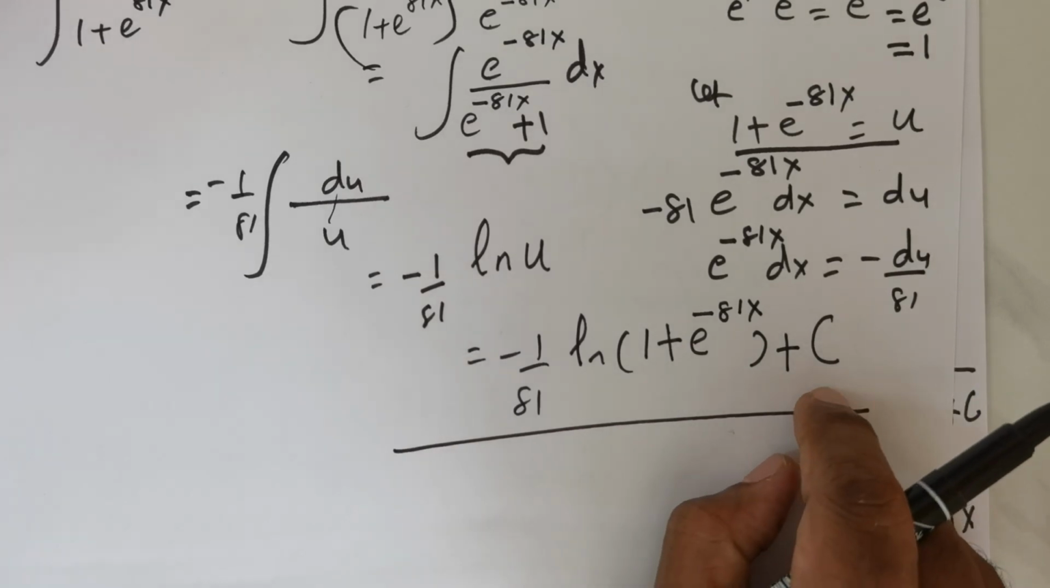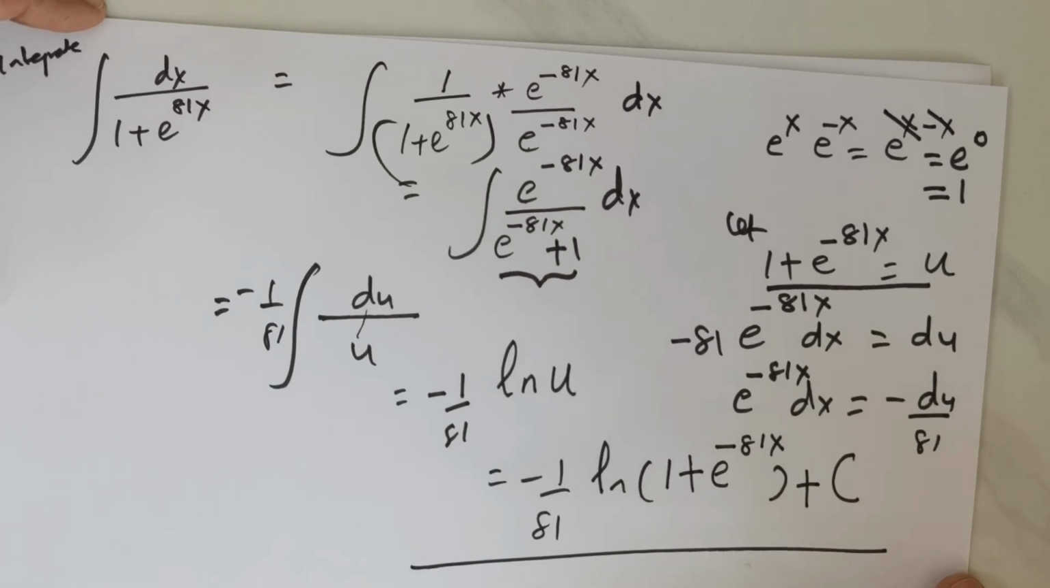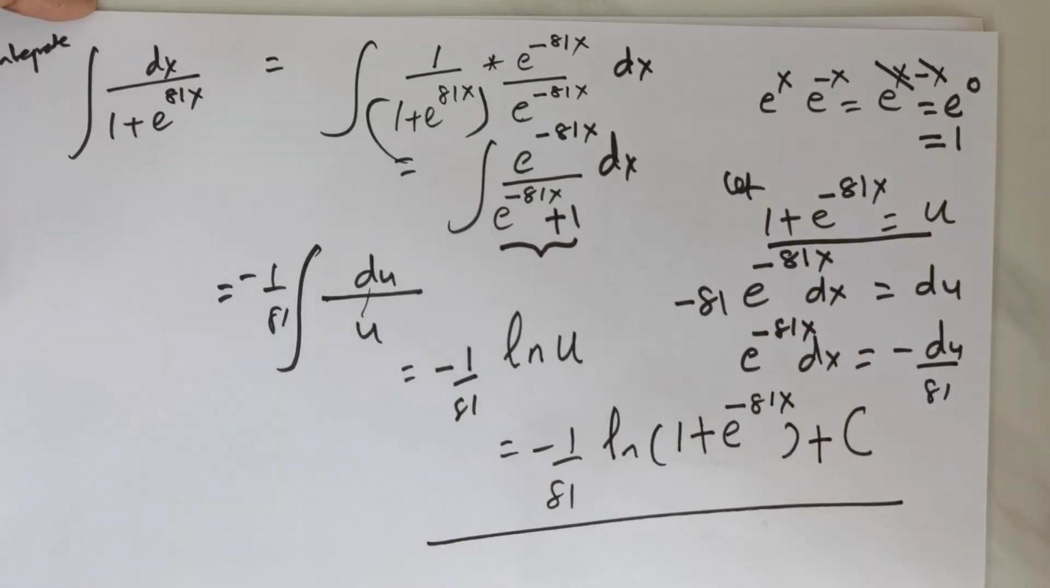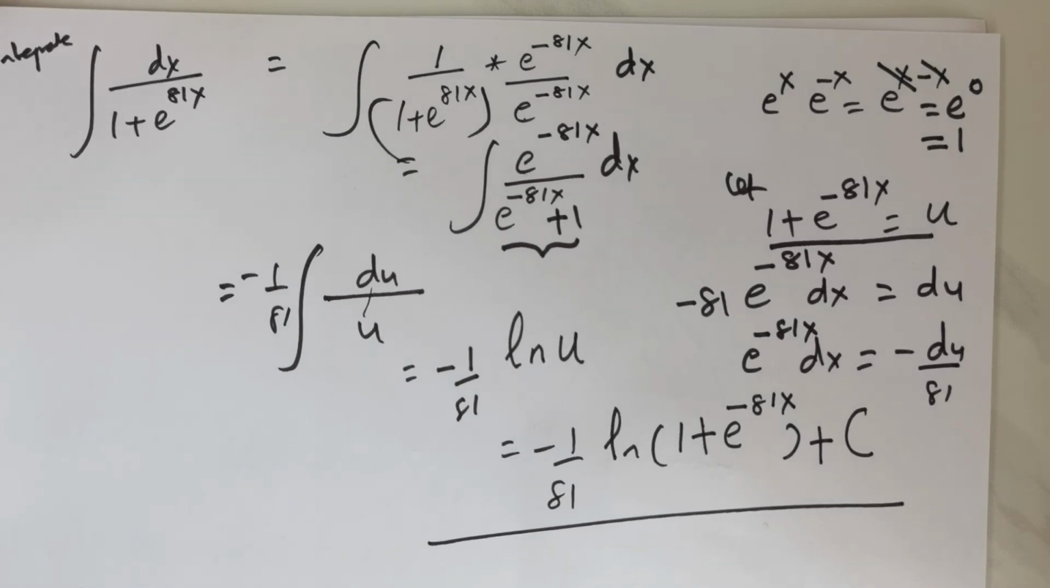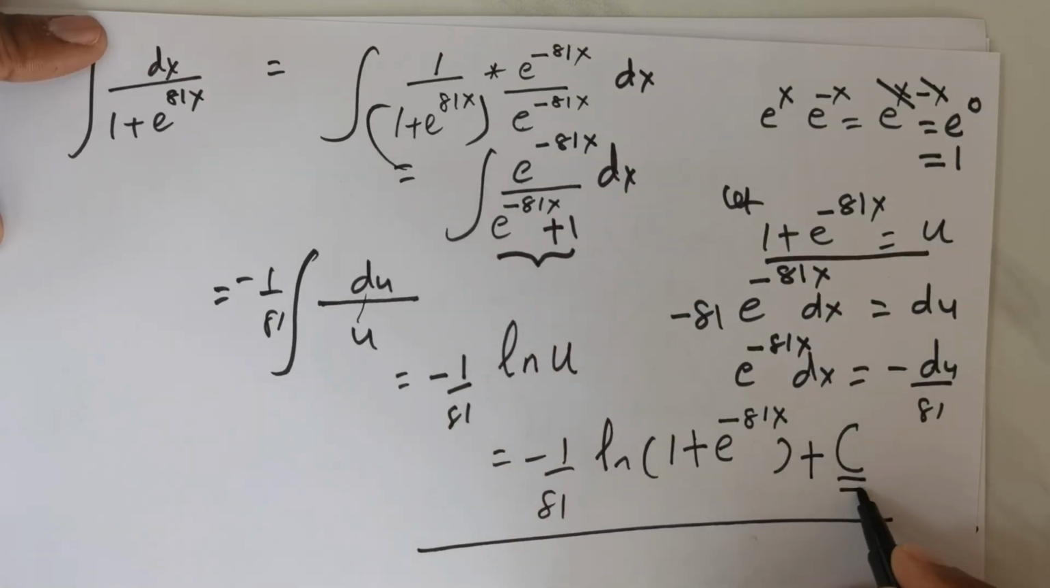You need to add this arbitrary constant. If you don't add this arbitrary constant, it is considered incomplete. Some professors would award you with a penalization. Some professors would outrightly mark it as wrong, because this is very important.